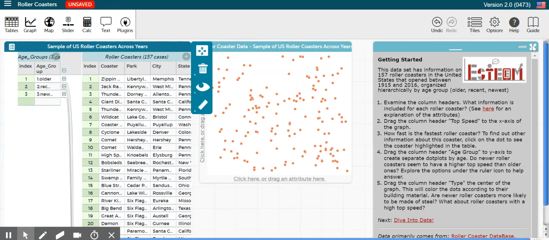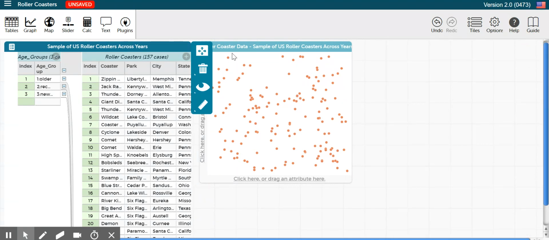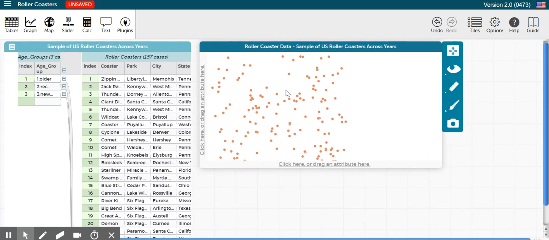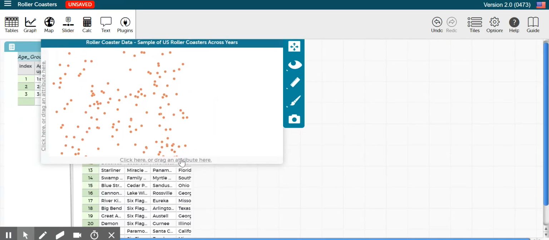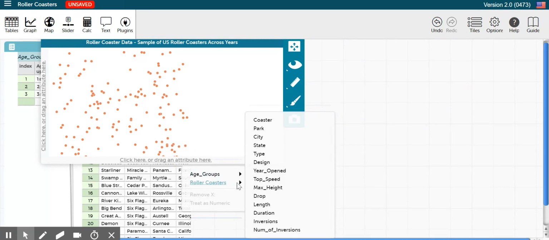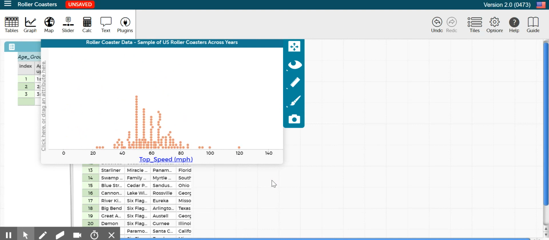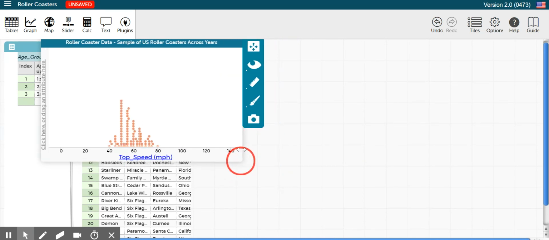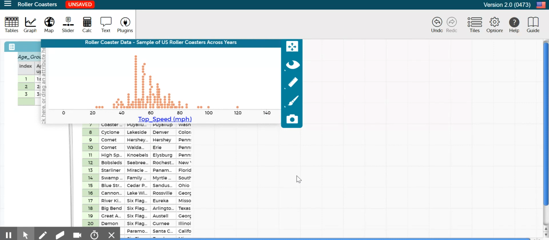So we're going to make a graph. I'm going to just get rid of this so we're not distracted by it. We're going to make a graph of the top speed of the roller coasters. So I'm going to click down here, add the top speed variable. Okay, so here's my top speed dot plot for the 157 roller coasters. It's a roughly symmetric distribution with some possible outliers out here. It's somewhat skewed right. The peak is a little bit further to the left than the center, so it's not perfectly symmetric, but it's symmetric enough for our discussion here.